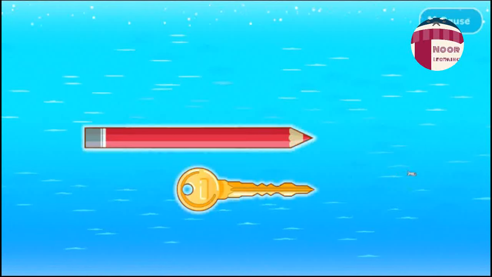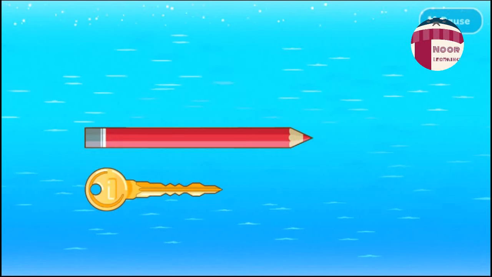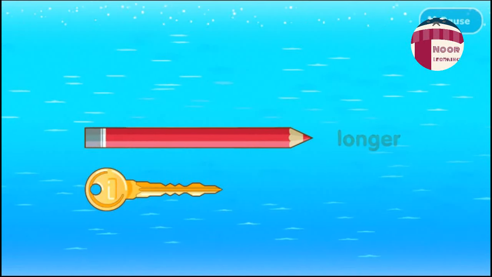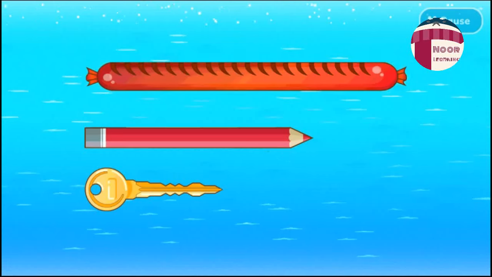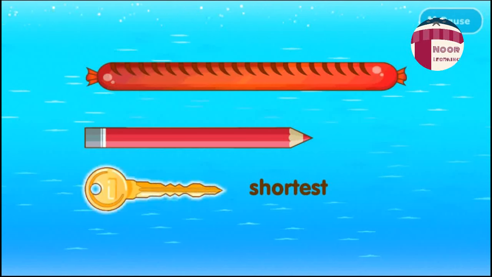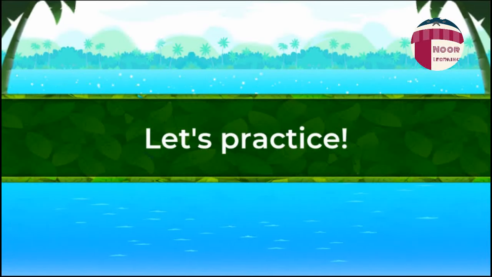To compare the lengths of objects, we should put them in the same line. As we can see, the pencil is longer than the key, and the key is shorter than the pencil. When comparing 3 things, we can see that the sausage is the longest and the key is the shortest. Ready? Let's practice!